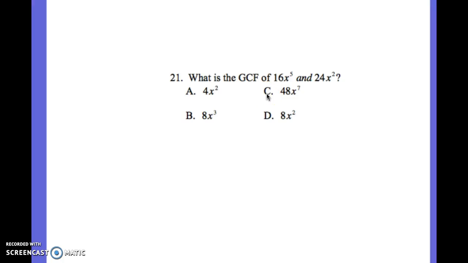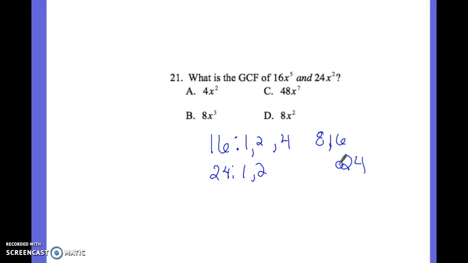What is the greatest common factor of 16x to the fifth and 24x squared? Well, if you look at the factors of 16, you have 1 times 16, 2 times 8, 4 times 4. The factors of 24 are 1 times 24, 2 times 12, 3 times 8, 4 times 6. So the greatest common factor they have in common is 8.